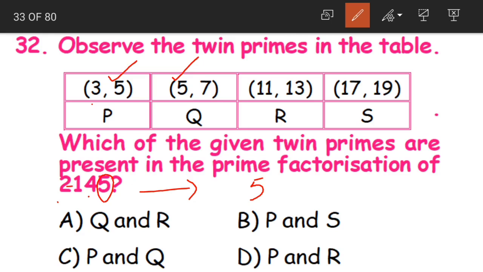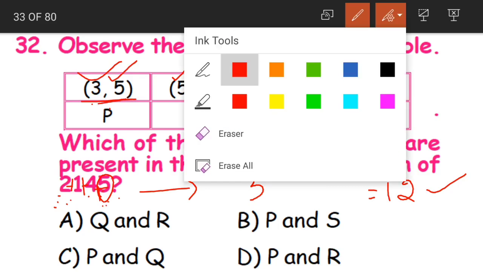Now coming to divisibility by 3. 2 plus 1 becomes 3. 3 plus 4 is 7. 7 plus 5 is equal to 12. 12 is a multiple of 3. So the given number 2145 is also divisible by 3. So P is there for sure. 3 and 5 both divide the given number.